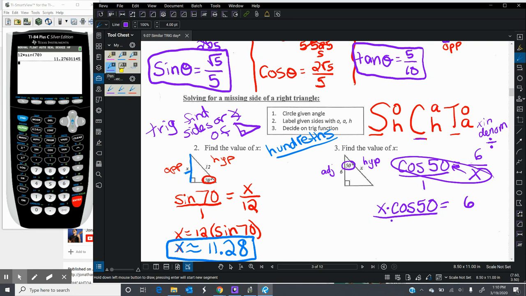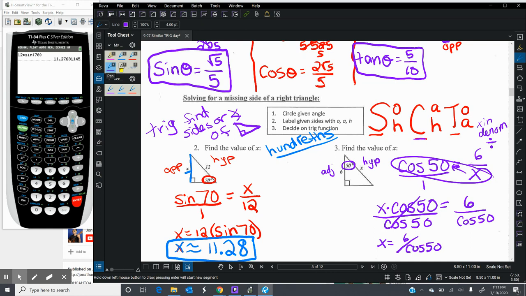But now we need to divide by cosine 50. So we're just going to treat it almost like a variable for a second. When things are being multiplied, we undo them with division. So x equals 6 divided by cosine 50.